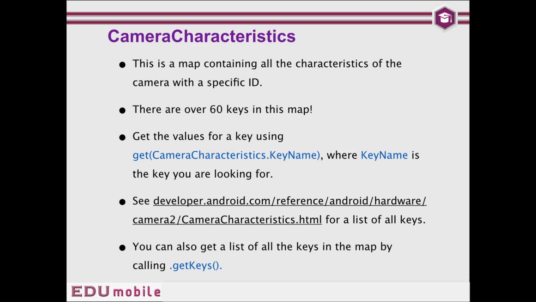Because there are over 60 keys, I'm not going to enumerate them here. Go ahead and see the link, developer.android.com, reference, android/hardware/camera2/CameraCharacteristics.html for a list of all the keys and the values you can expect to get back from them. You can also, in your code, get this list of keys just by calling getKeys on the CameraCharacteristics object for that camera.